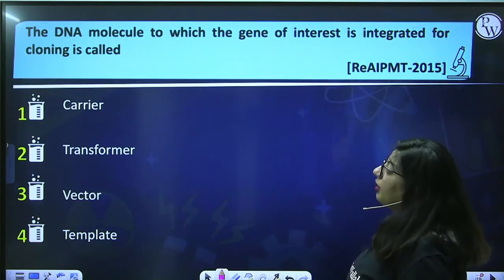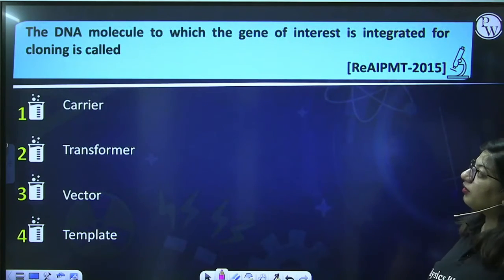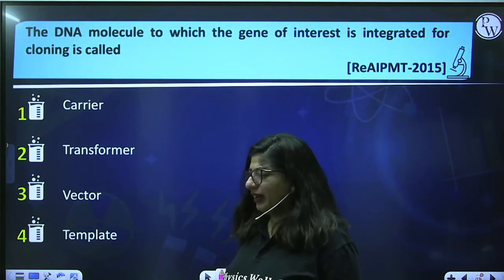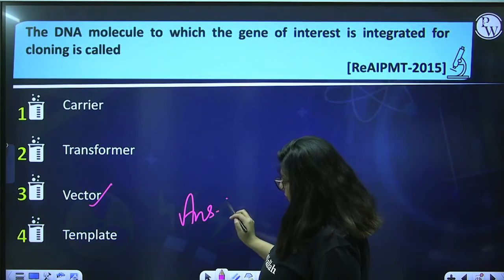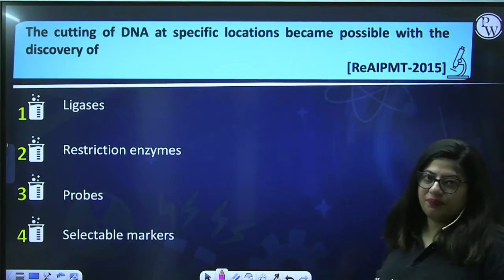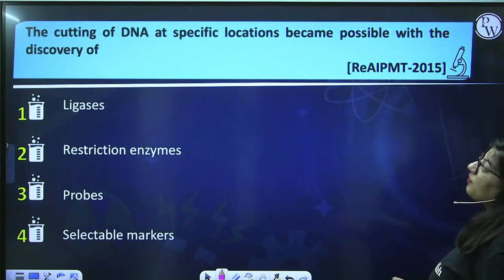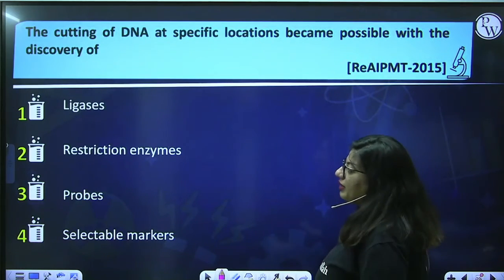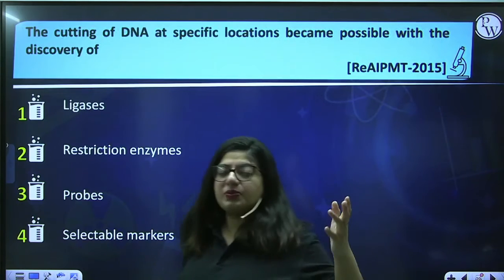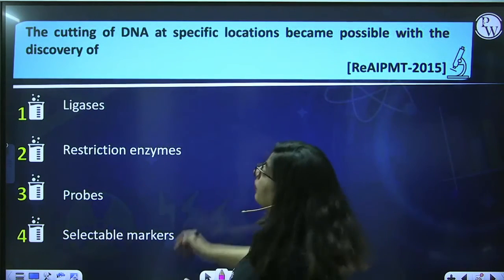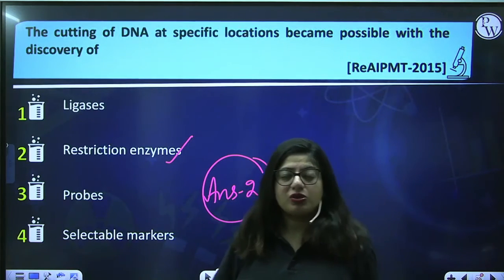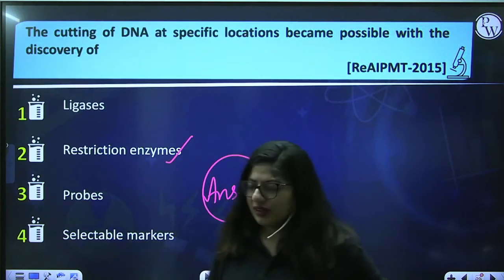Next, the DNA molecule to which the gene of interest is integrated for cloning is called: carrier, transformer, vector, template. The foreign DNA or gene of interest is simply carried by a vehicle named a vector. So the answer is 3. This is the simplest form of question from gene cloning. We will discuss vectors in the next class also in more detail. Next: the cutting of DNA at a specific location became possible with the discovery of ligase, restriction enzyme, probes, or selectable marker. Earlier the question was on linking of DNA with the help of molecular glue. Now it is on the cutting of DNA, and for cutting we need a molecular scissor, that is, restriction enzyme. If you have noticed, all our previous year questions are straightforward, nothing complicated.